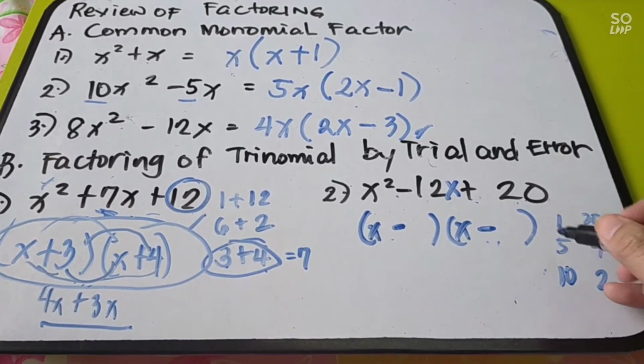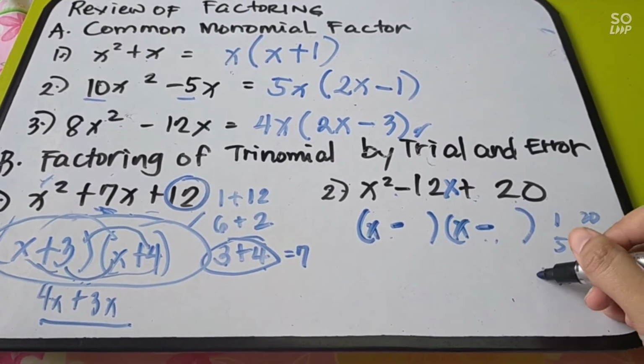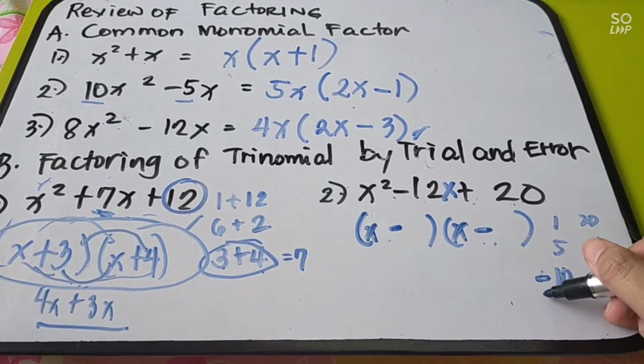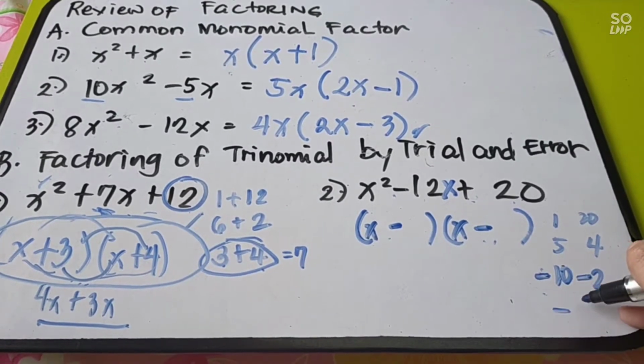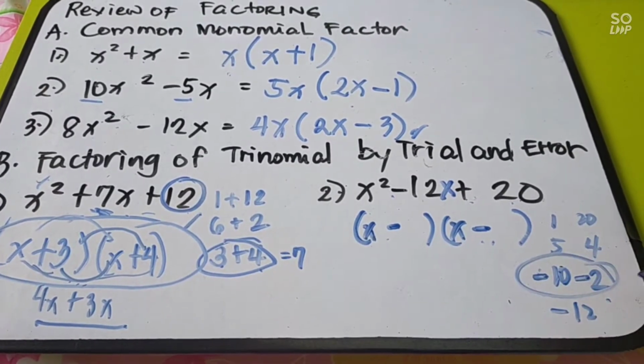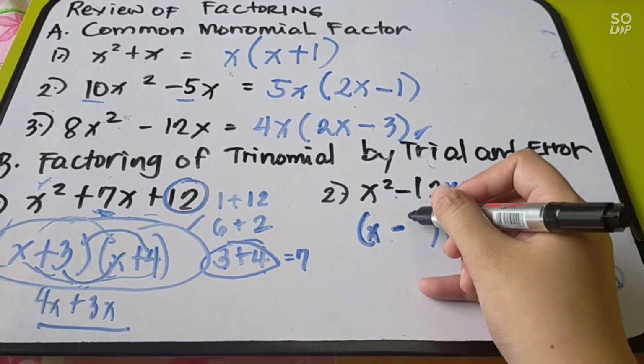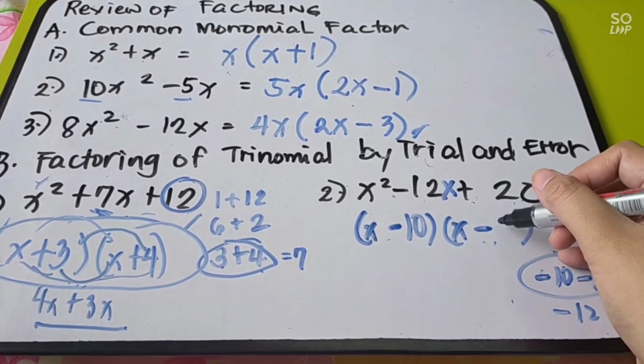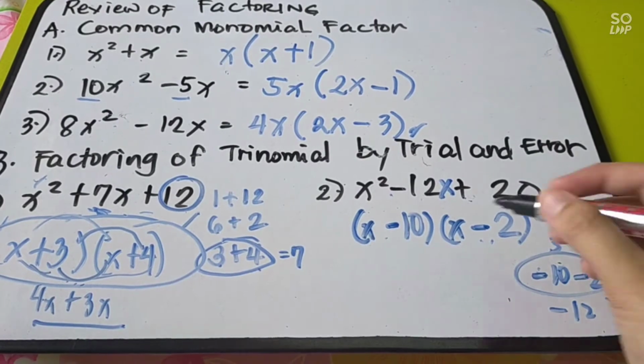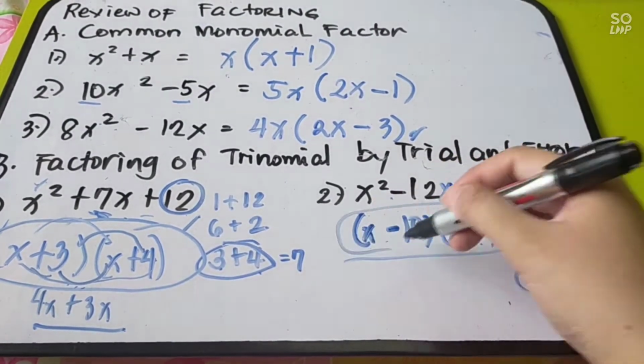So, since we have here negative 12, both should be negative. Negative 10 minus 2, the answer is negative 12. Tama? So, this is the factors. So, lagay mo lang dyan, minus 10, minus 2. We're done. So, this is now your factors.